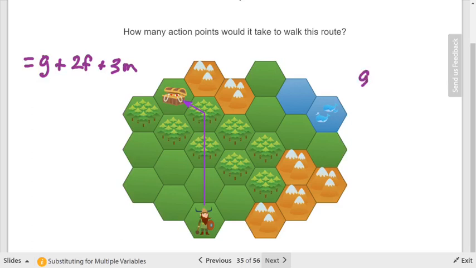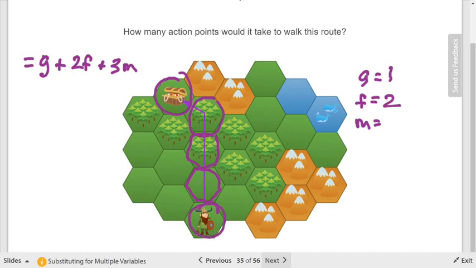So first, let's see how many of each tiles we're going across. Okay? We're going across 1 grassland tile and 2 forest tiles. So 1 grassland, right? And 2 forest ones? Okay. How many mountain ones? 0. Right? But what about, do I have to include the ones at the end? I don't know. If I'm crossing those? I don't know about the start. So let's see if we include those start ones and find out.